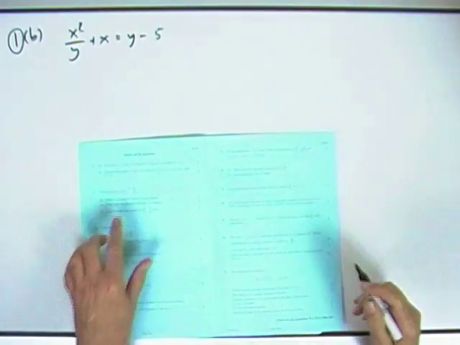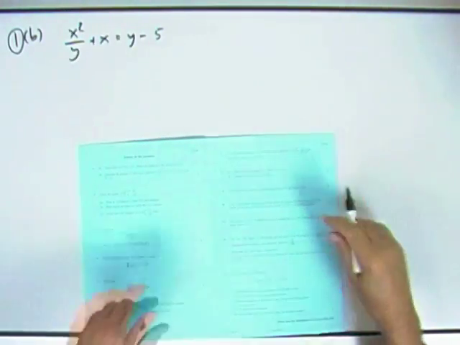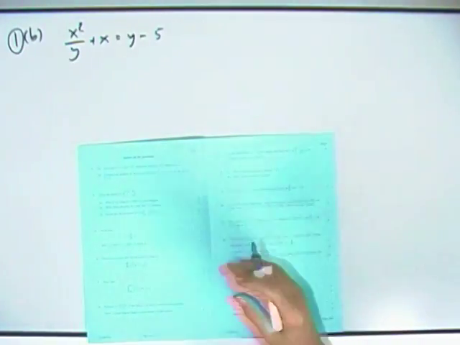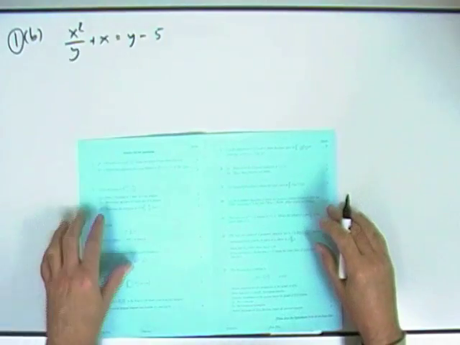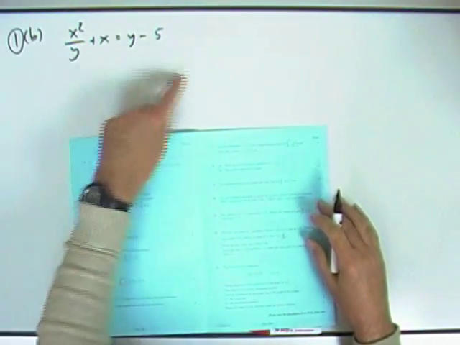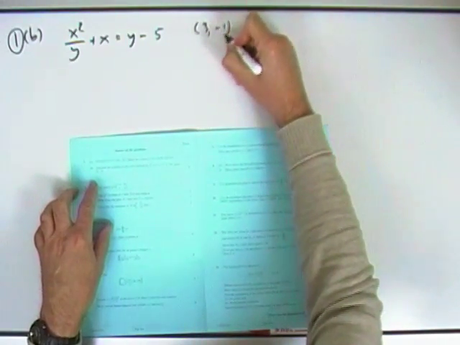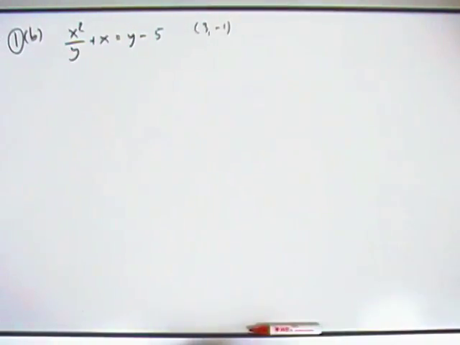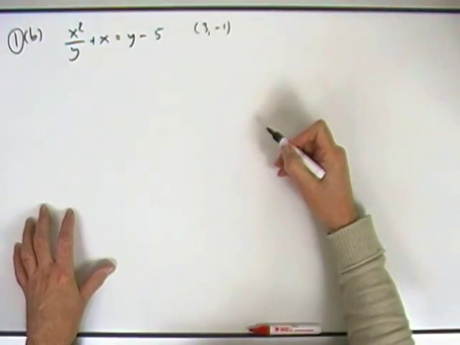Now part B, calculate the gradient of the curve defined by this expression. So part B, calculate the gradient of the curve defined by this implicit equation at the point, we'll put a wee note of that, 3, negative 1. So it's just going to be differentiated and then substitute in those values for x and y.